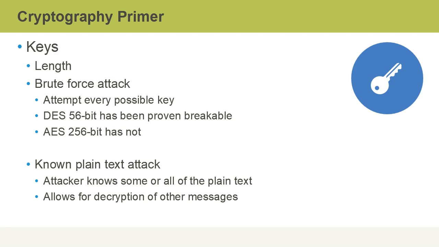Other types of attacks include a known plain text attack, where the attacker knows some or all of the original plain text before it resulted in cipher text. Now, once that gets cracked, the attacker could then decrypt other messages once they learn of the key. In this video, we discussed cryptography.